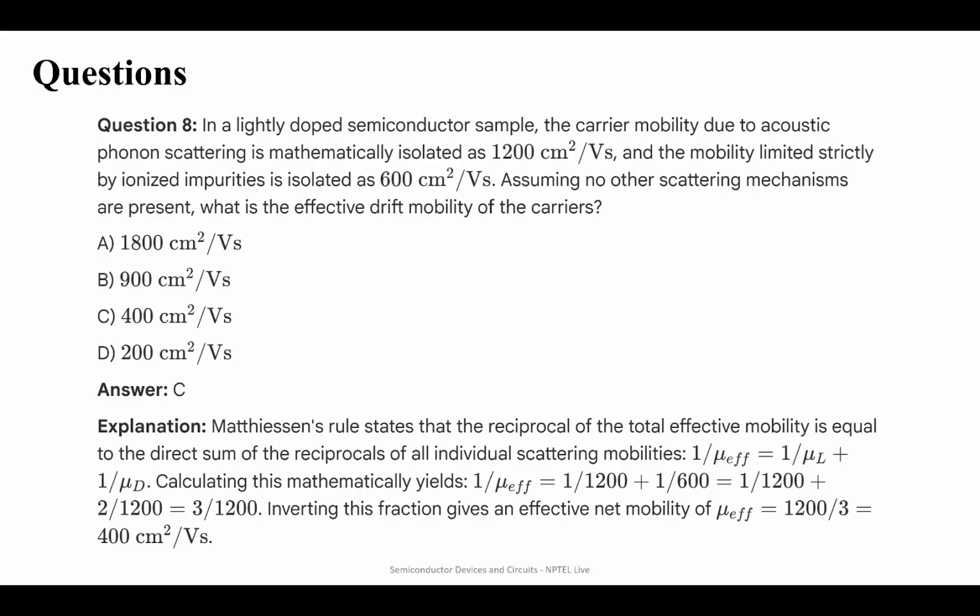So when we calculate this, we get 1 by mu effective equals 1 by 1200 plus 1 by 600, which equals 3 by 1200, which gives us mu effective equals 1200 by 3, that is 400 centimeter square per volt second. So the correct answer is option C, 400 centimeter square per volt second.